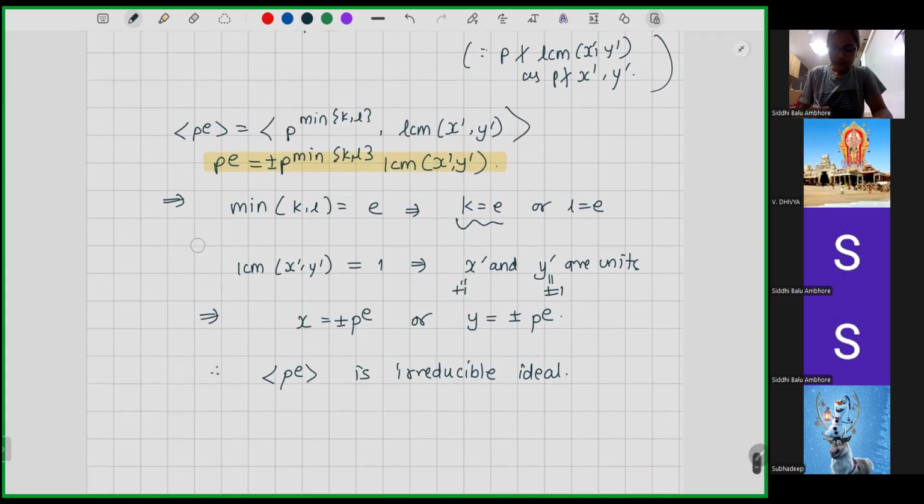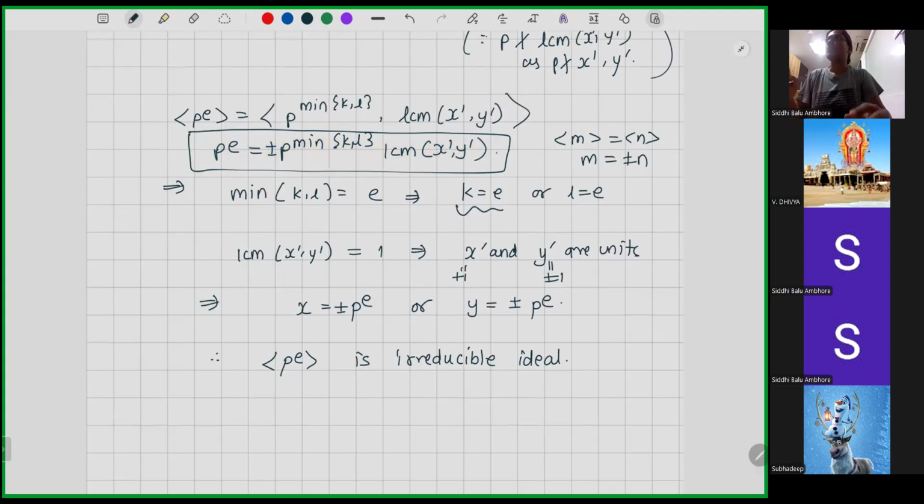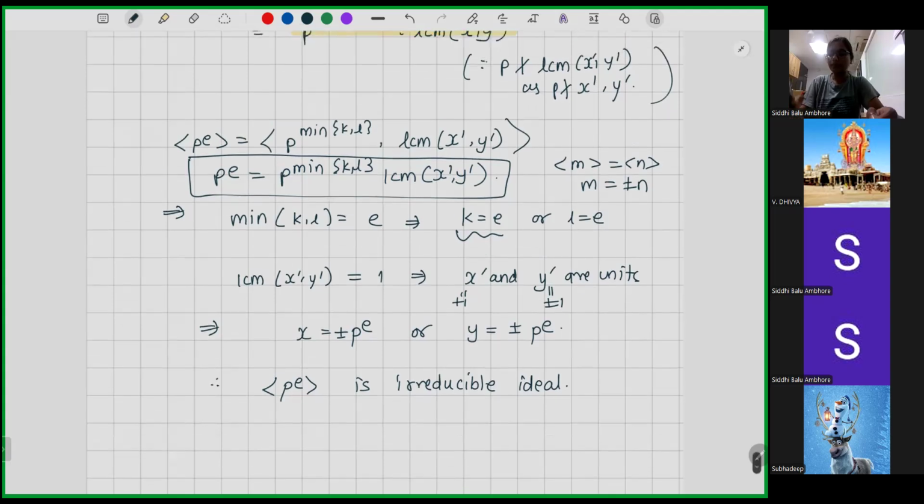Okay. So what we actually did was, here p power e is equal to this thing. Ideal m is equal to ideal n. So the most that can happen is m is equal to plus or minus n. This is clear, and let us just forget about the plus or minus. In Z, ideals are principal ideals, therefore they are generated by some integers. And when I say these two ideals are equal, they have to be generated by the same element. Okay, I'm just talking about the positive. All the ideals in Z are generated by positive integers, and that takes care of all the ideals. So p power e is p power minimum of k l times the LCM. Okay, but note that the GCD of p and x dash and the GCD of p and y dash is 1.